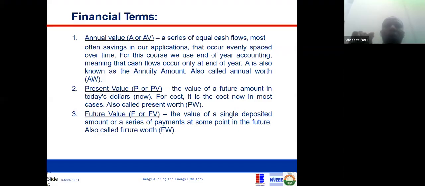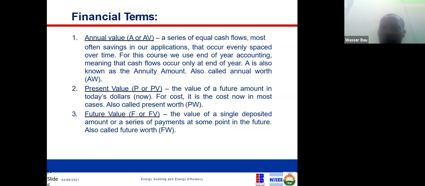Okay. So the annual value is also known as the annuity amount, or you also call it the annual worth. So you either call it the annual worth of an amount, or the annuity, or the annual value. Then the next one we have is what we call the present value.